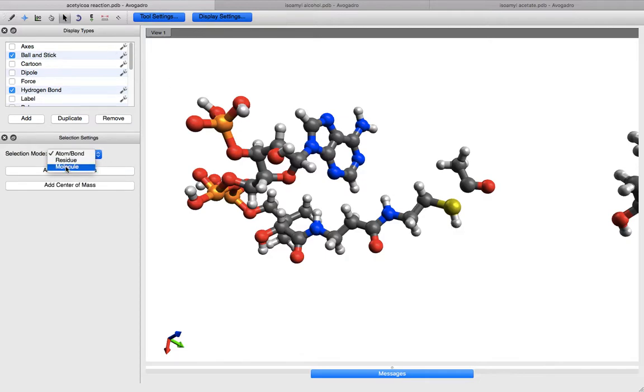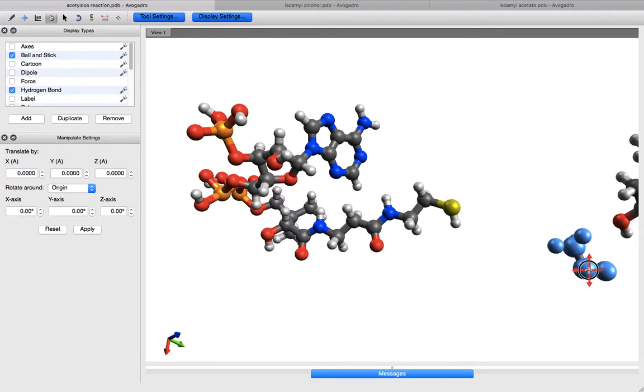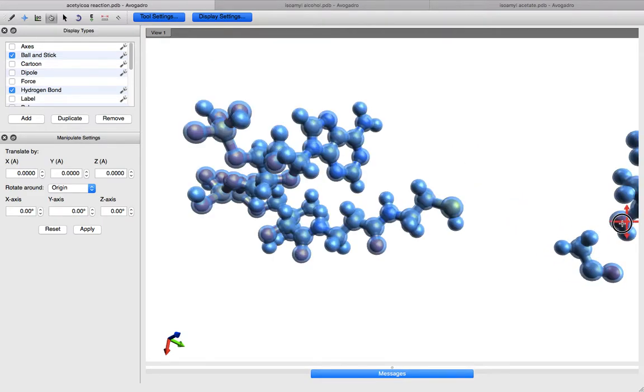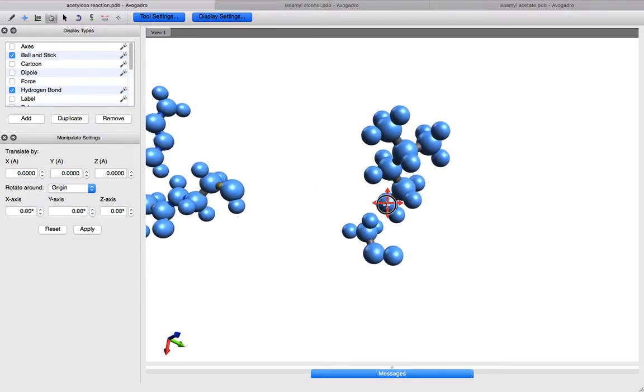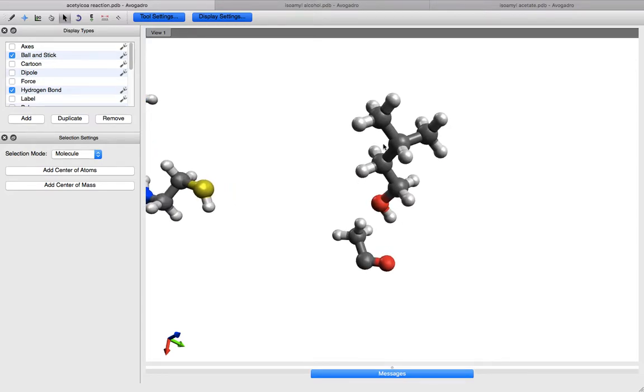And then what happens is this acetate group is transferred over to the isoamyl alcohol. So now we'll look at that. The isoamyl alcohol is made up of carbons, which are the gray spheres, hydrogens, which are the white spheres, and oxygen, which is the red sphere. And what the enzyme does is it attaches the acetate group to this oxygen down here.